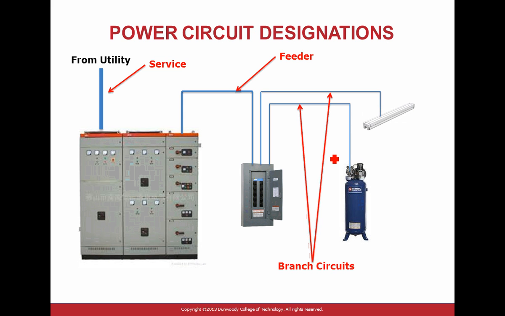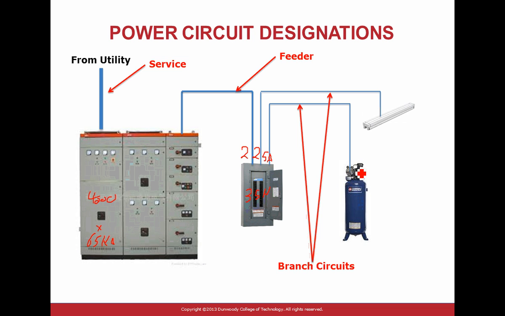So power circuit designation, guys, they start with the service right here. So here's your 4000 amp service. Right at the service, say it was 65,000 amp interrupting rating. You go down to this 225 amp panel. The short circuit here will say like 35K.